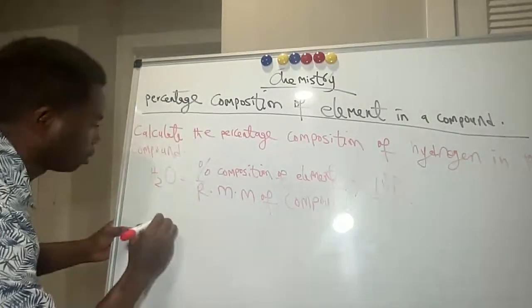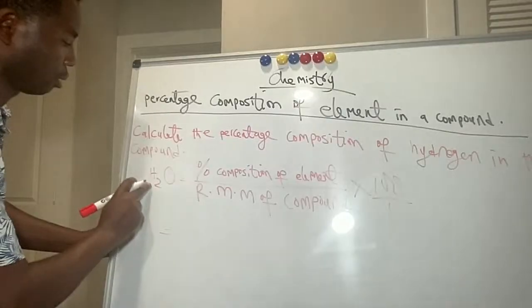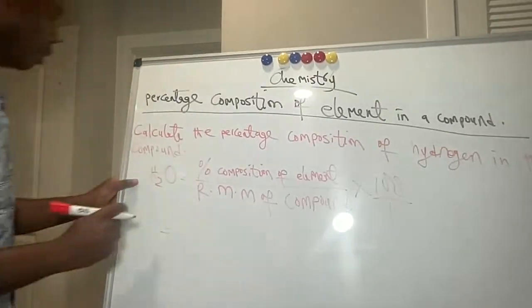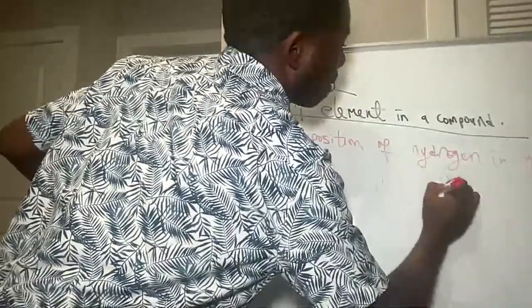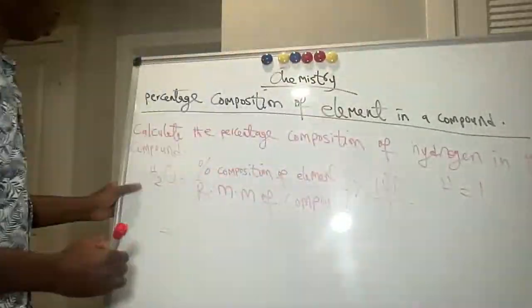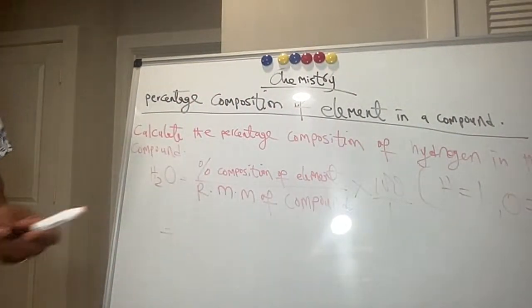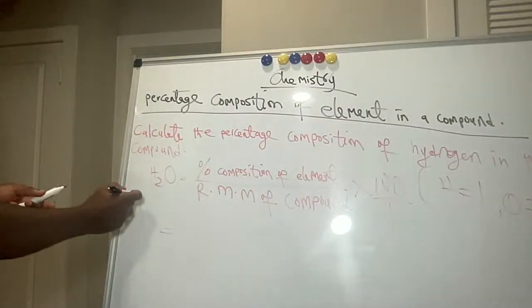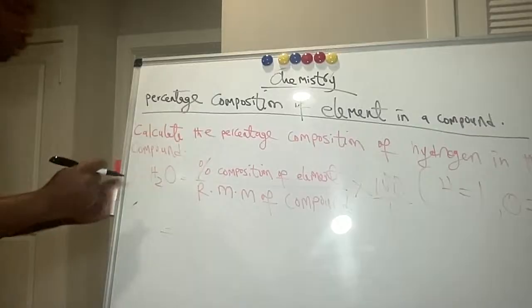So let's proceed. Percent composition of the element in water. Don't forget, in water, hydrogen is 2. The mass number of hydrogen is equal to 1. Oxygen is equal to what? 16. We must take note of that.